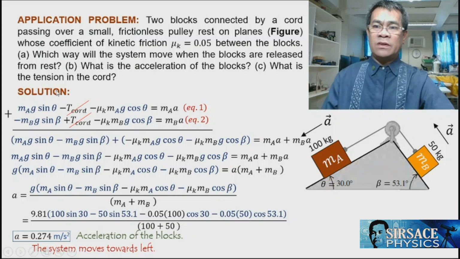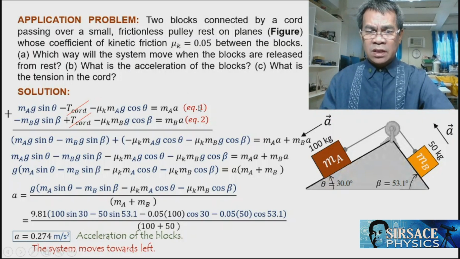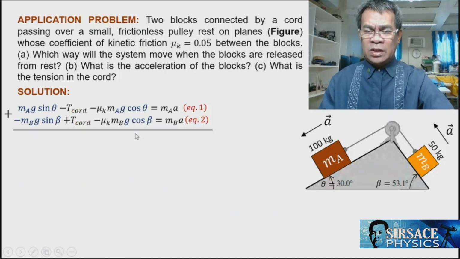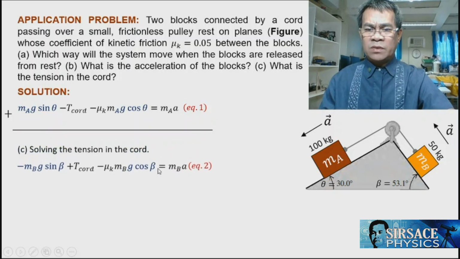Now, what is the answer for letter C? What's the tension in the cord? We have already solved a. Look at equation 1 and equation 2. You can choose any of these two to solve this. Use equation 1 or equation 2, replace the acceleration here, then solve for T cord. Let us say I will use equation 2, in solving the tension in the cord.